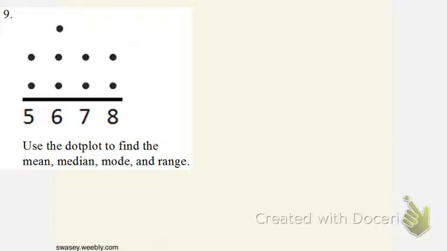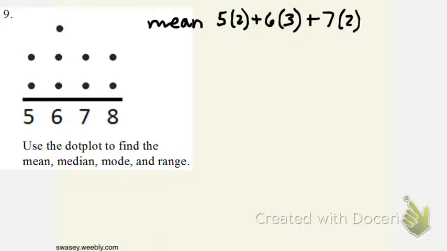Here we want to find the mean, median, mode, and range. So the mean is the average. Add them all up, divide by the number of numbers. So we have 2 5s, we have 3 6s, we have 2 7s, and we have 2 8s.